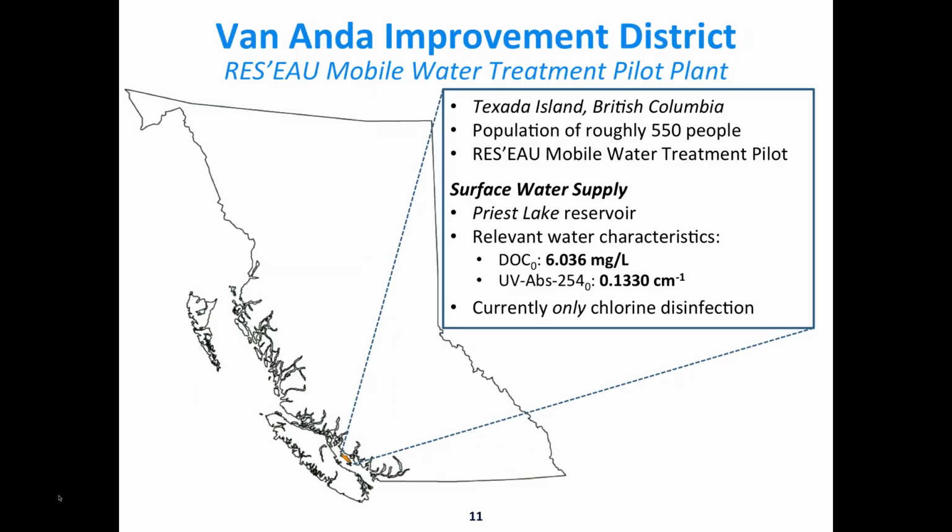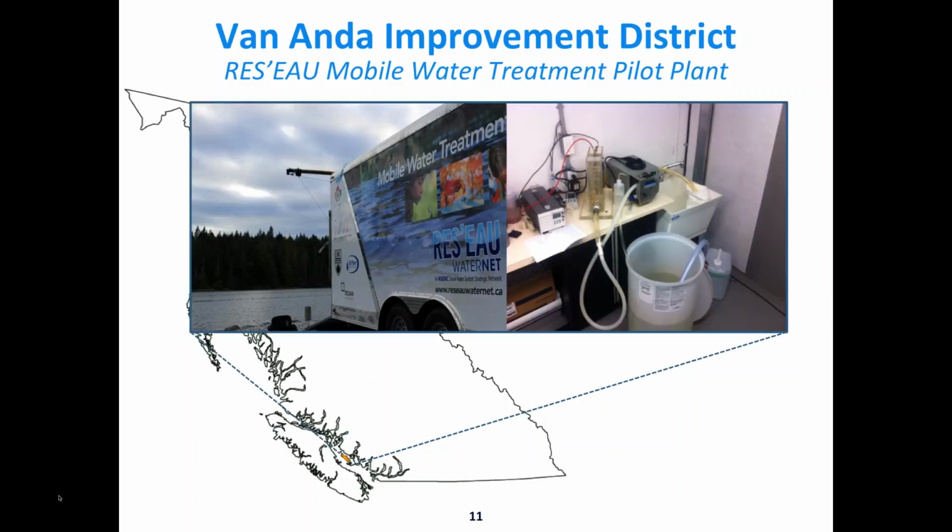We were doing our work at Priest Lake Reservoir, which is the drinking water supply for the community of Van Anda on Texada Island. It had an initial DOC of 6 ppm and UV absorbance at 254 of 0.13. Currently they only have chlorine disinfection and do have some concentrations of disinfection byproducts in their distribution system. On the left is our mobile treatment plant, and in the background is Priest Lake, and on the right side is my electrocoagulation setup inside of the pilot plant.